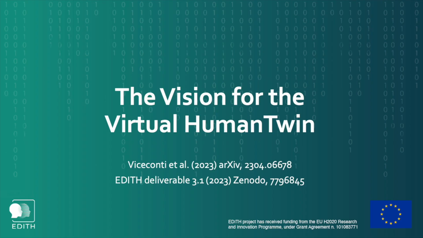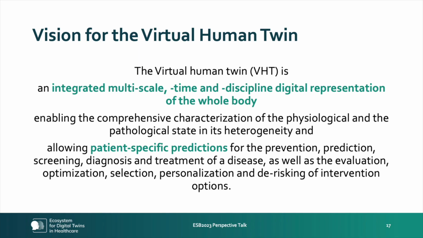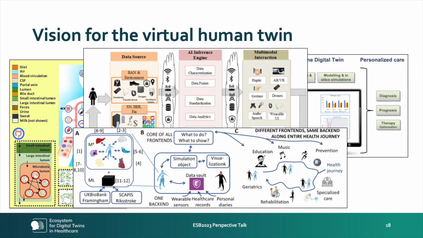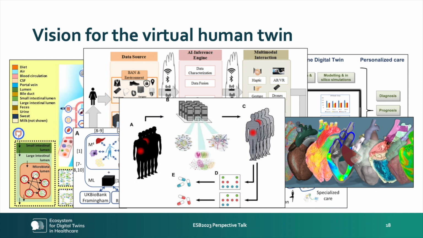And so what is the vision for the virtual human twin as proposed by this consortium? The virtual human twin is an integrated, multi-scale, multidisciplinary representation of the whole body. So it's really an aggregation of information, and it's supposed to allow patient-specific predictions. So do we have this big virtual human twin? Is it feasible? That's a long-term vision.